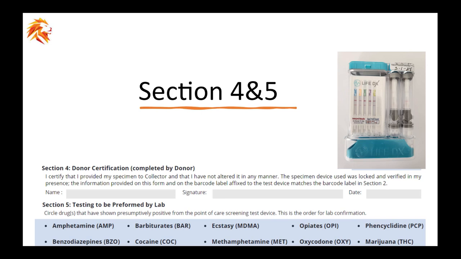Section 5 should be completed once the preliminary screening is finished and you can review the results. If any substances are detected in the initial screening, the collector will circle any drugs with a presumptive positive on the list of drugs provided in blue. Without circling the drugs, the lab will not know which drugs to test for and will need to reach out to you to find out what you need, and this will slow down the process.